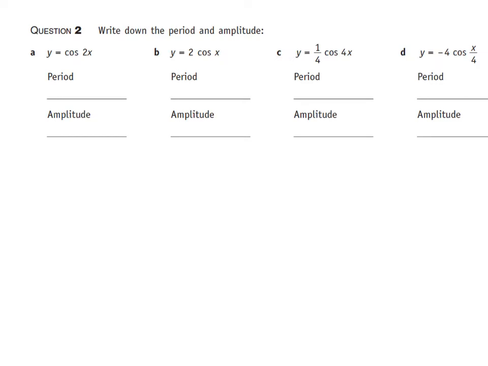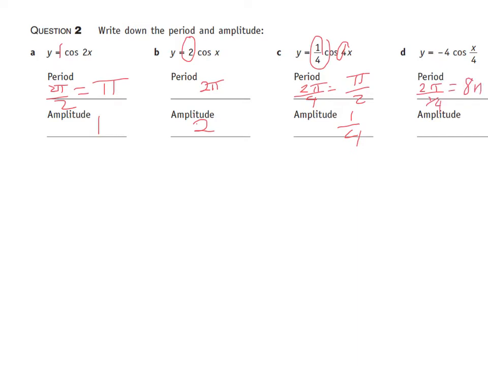The period of cos 2x is going to be 2 pi on 2, which equals pi. The amplitude is 1. The period here is simply 2 pi. The amplitude you can see there is 2. The period here is going to be 2 pi on 4, which simplifies to pi on 2, and there's the amplitude, a quarter. And the period here is 2 pi on a quarter, which is 8 pi. And the amplitude is positive 4.